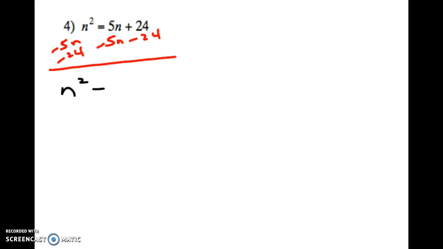Now for number 4, once again, we need to get this equal to 0. If you notice, when we looked at the other ones, the leading coefficient on the squared term was always a positive 1. So in this case, I would recommend that we subtract the 5n and subtract the 24 from both sides, so that the n squared remains positive.